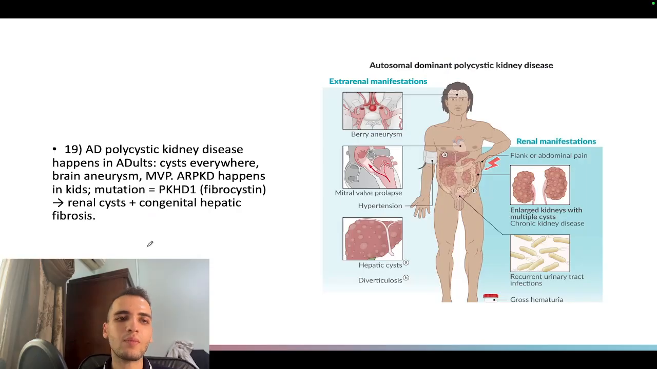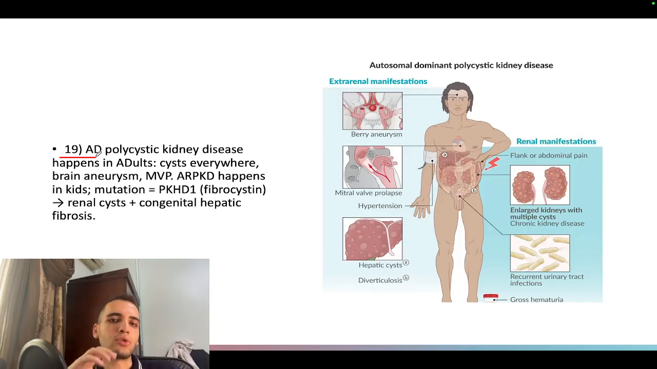pheochromocytoma. The next concept is kidney disease and the kidney cysts. So if you see an autosomal dominant polycystic kidney disease, think about AD, autosomal dominant, adults. It happens in adults, and it will cause cysts everywhere. So cysts in the brain, so it can cause aneurysm and subarachnoid hemorrhage. They will tell you he is having the worst headache of his life. And it can also cause cysts in the heart, so it can cause mitral valve prolapse, and cysts in the kidney and cysts in the liver.